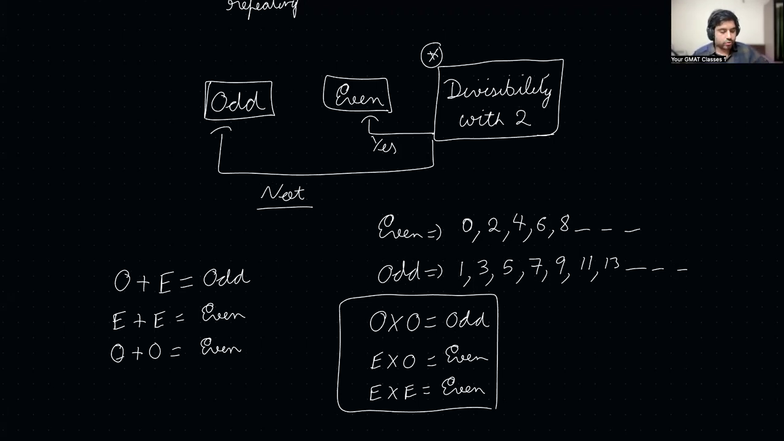Next category that you should know is prime numbers and composite numbers. And this is the last section for this video, which is what are prime numbers and what are composite numbers.